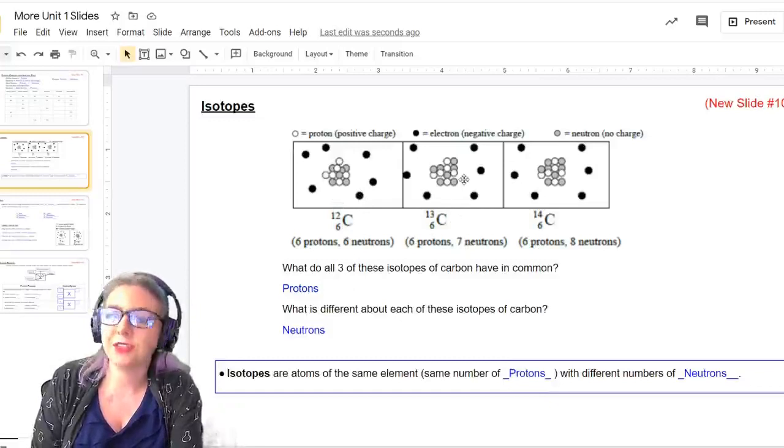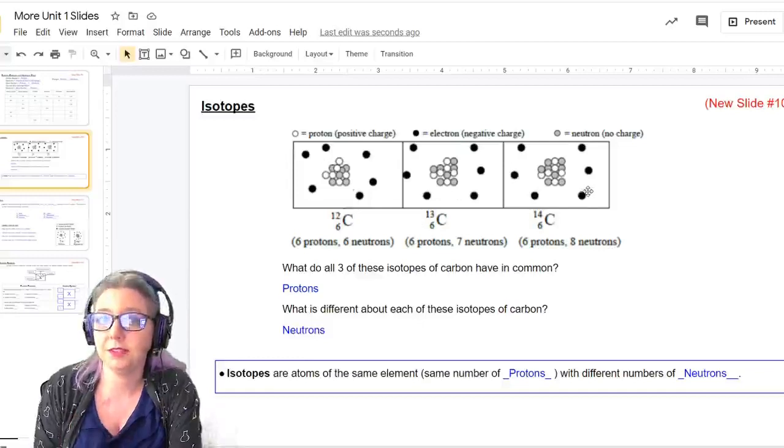carbon 12, carbon 13, and carbon 14. All 3 isotopes of carbon have 6 protons, but each isotope of carbon has a different number of neutrons.